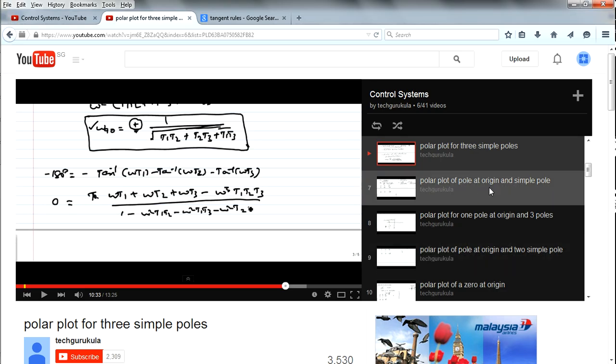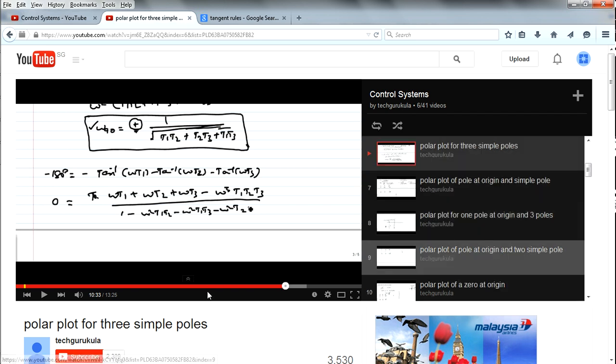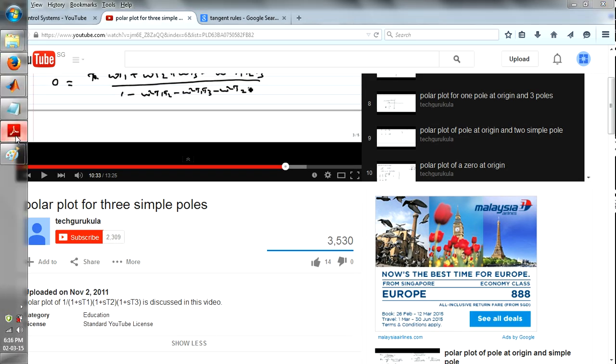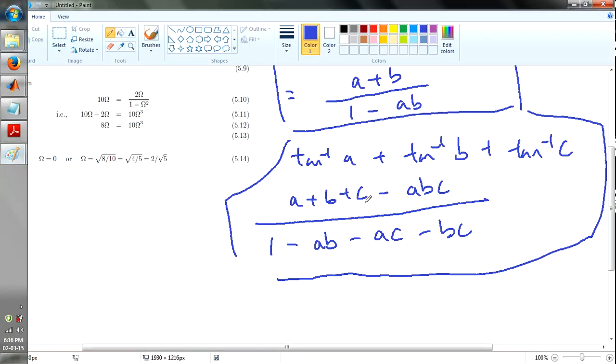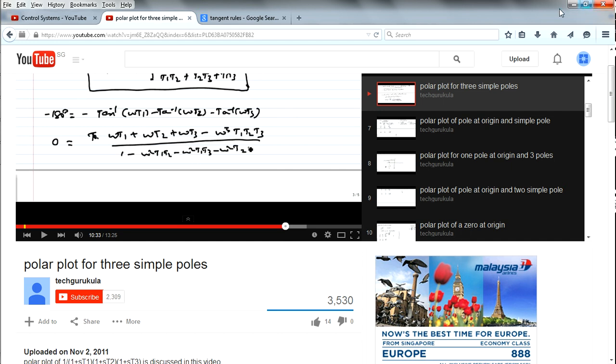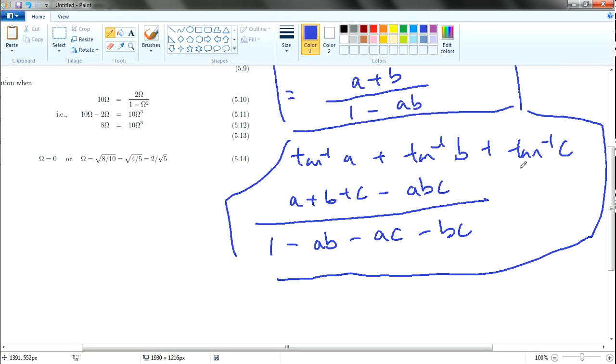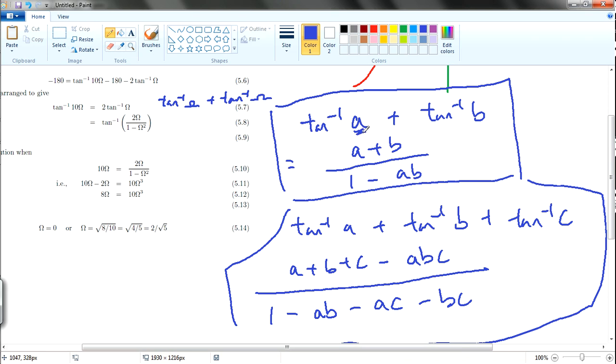Polar plot for 3 simple poles and 2 simple poles. If you go to Tech Guru Kula, you can have those examples shown quite well. And then it's over here. This A and this B contain, let's say, 2 omega or maybe 3 omega, whatsoever. So this A contains the coefficient, let's say 2 or 3, and omega itself. So it contains all the information in there.